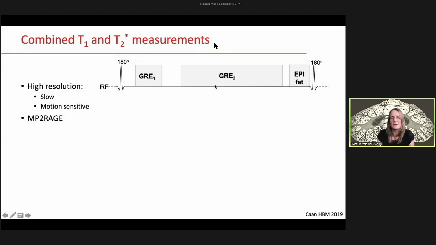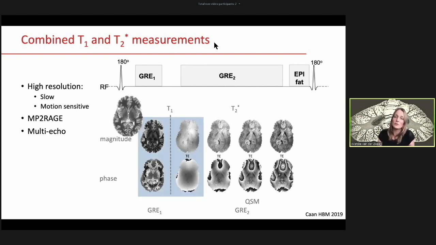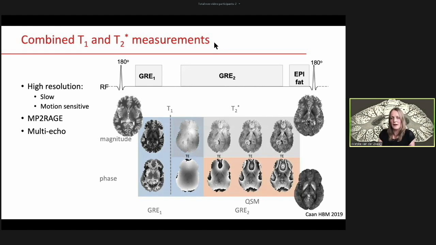And we added to that this multi-echo gradient echo block, extending the second readout to be multi-echo, to have a T1 and a T2 star measurement in one. So we acquire this whole bunch of different images. We obtain the T1 from these four, a T2 star map from those, and finally QSM from the phase of the multi-echo data.